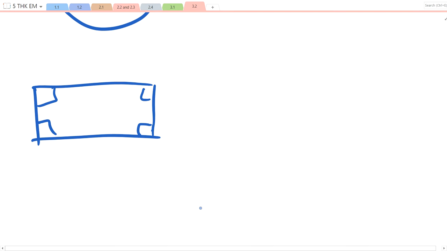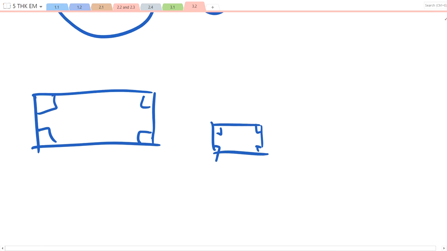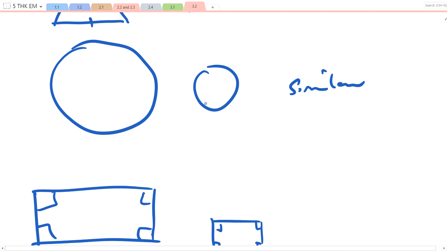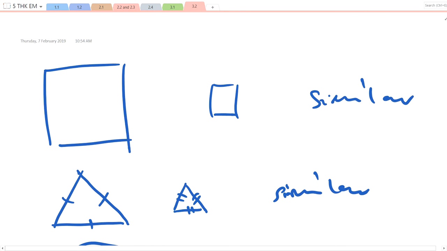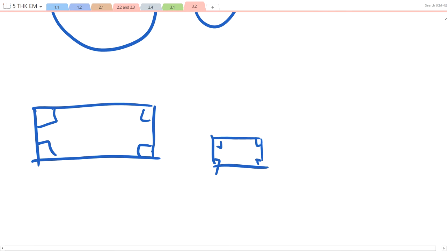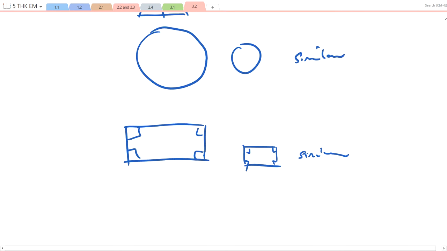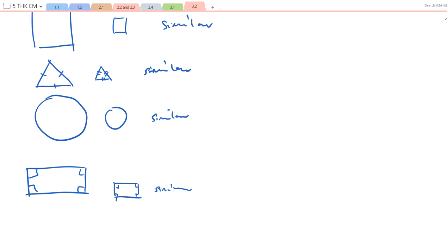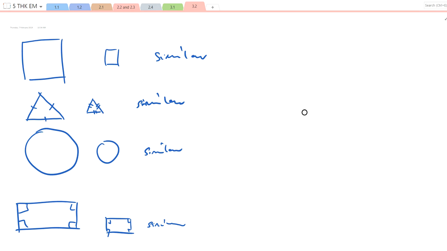The scale factor. If I were to scale this down, I will get something like this. Also 90, 90, 90, 90. If I scale this circle down, I will get this. I scale this triangle down, I get another equilateral triangle. Scale a square down, I still get a square. These are now similar, okay? Let's look at all these shapes. Our human eyes allow us to tell whether two shapes are similar or not, just by looking at them.